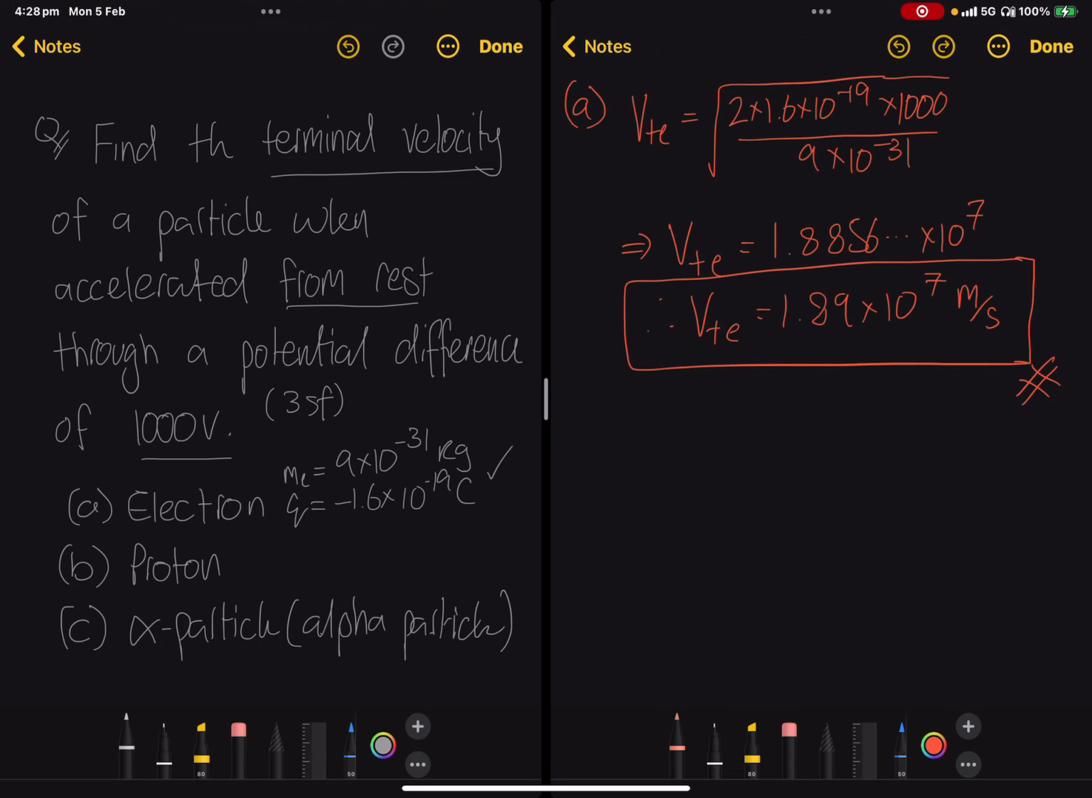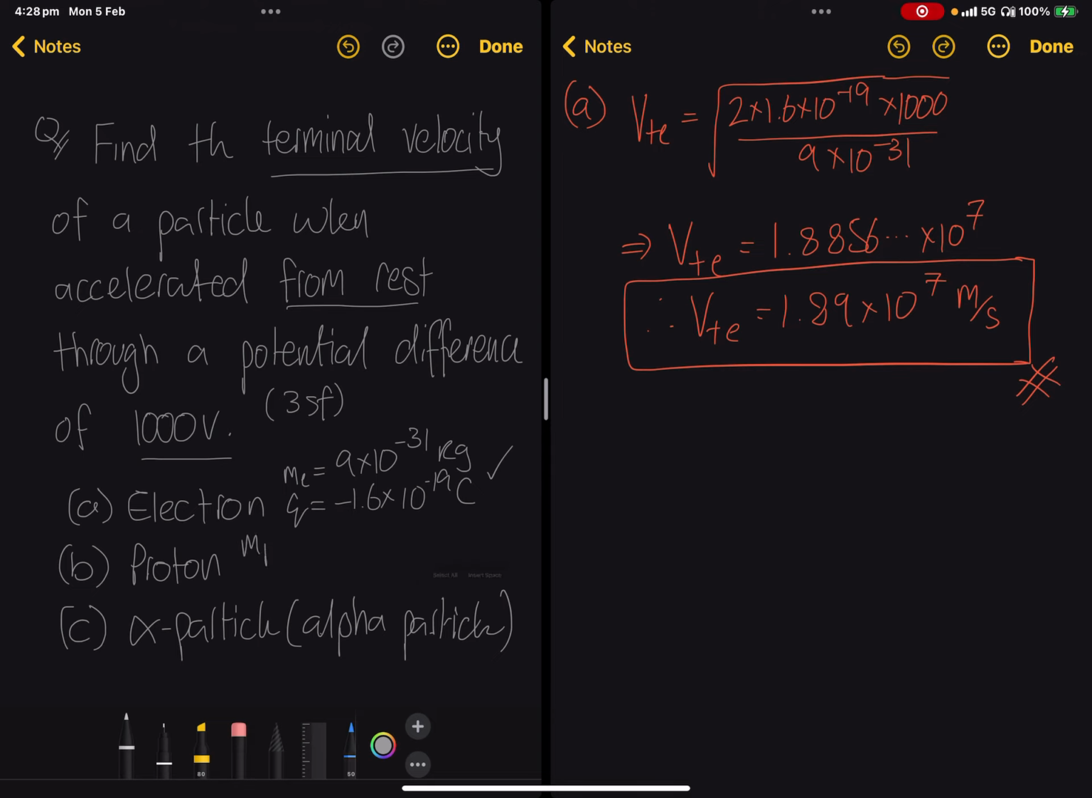So we've done the electron. Now we need to do the proton. So the mass of a proton in kilograms is going to be 1.67 times 10 to the minus 27.